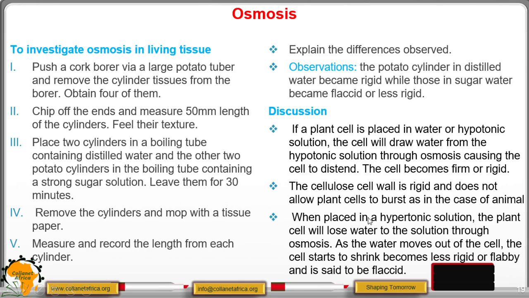And a hypertonic solution is one which contains more sugar particles and less water particles. The plant cell will lose water to the hypertonic solution through osmosis, and as water moves out, the cell starts to shrink and becomes less rigid or flabby, and such a cell is said to be flaccid.